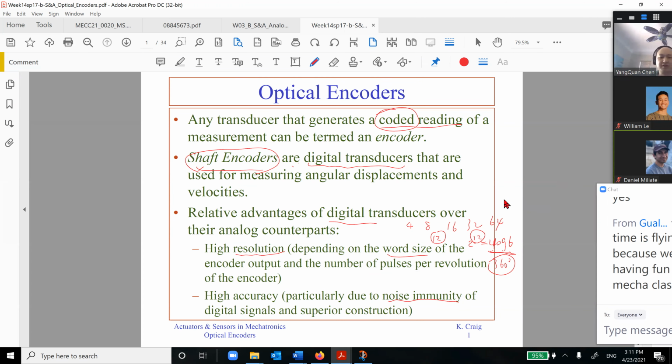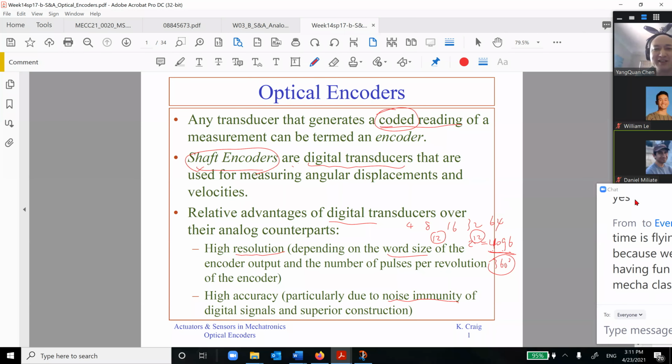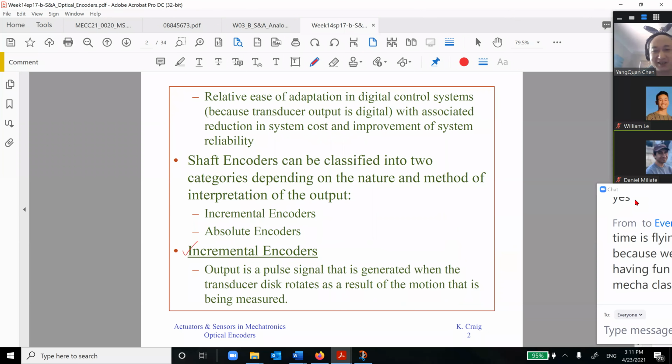So it's a digital transducer. What we're going to see is this encoding. There are multiple ways to encode. The optical encoder is only one of them. There are other ways to do this encoder. We are going to focus mostly on the incremental encoder because it's cheap, low cost, and high accuracy. There are two types: one is called the absolute encoder, one is called the incremental encoder. We are going to learn both, but we put more effort on incremental encoders.